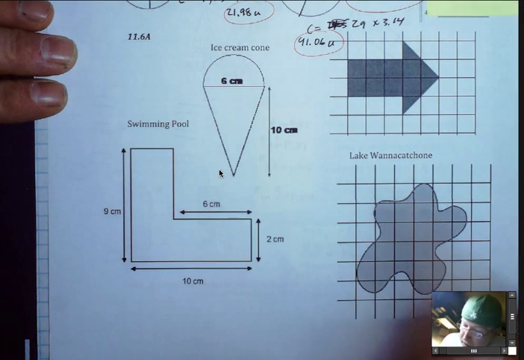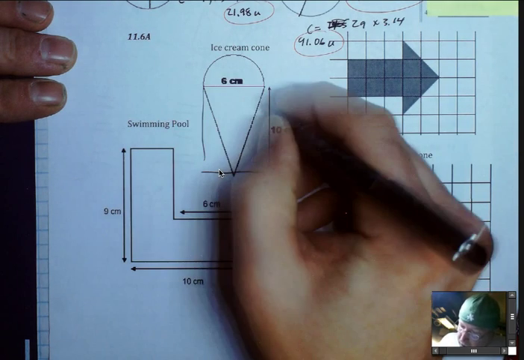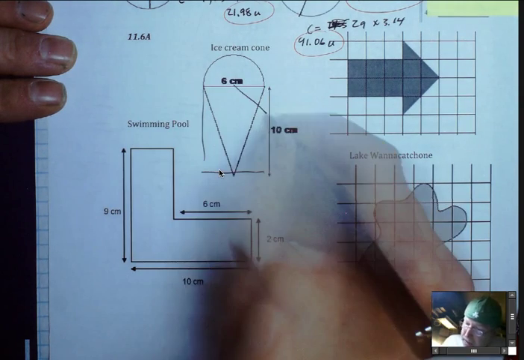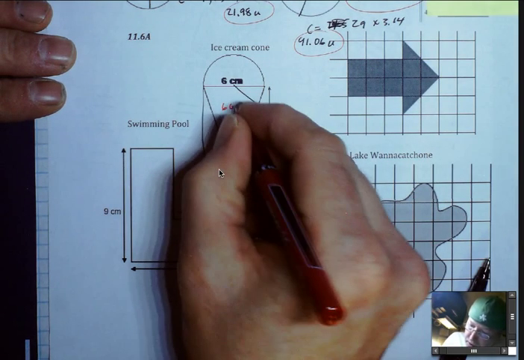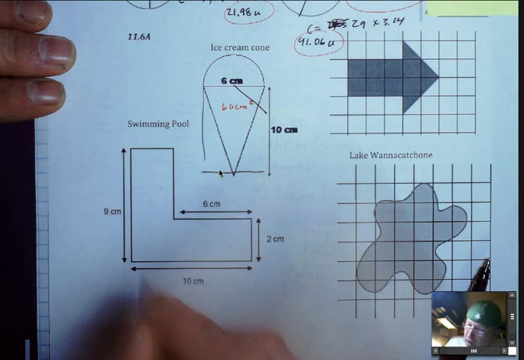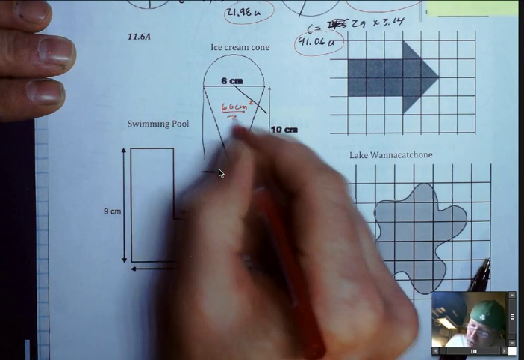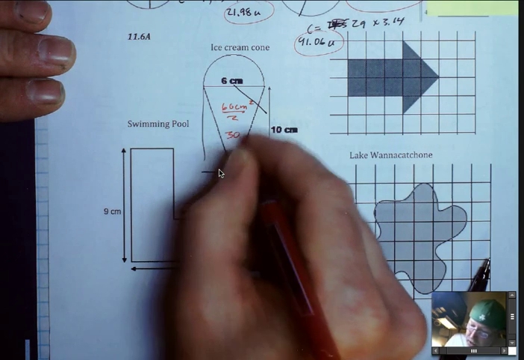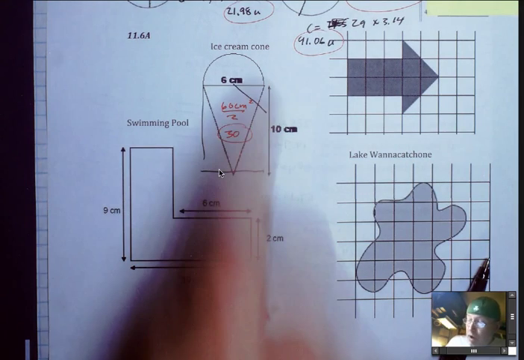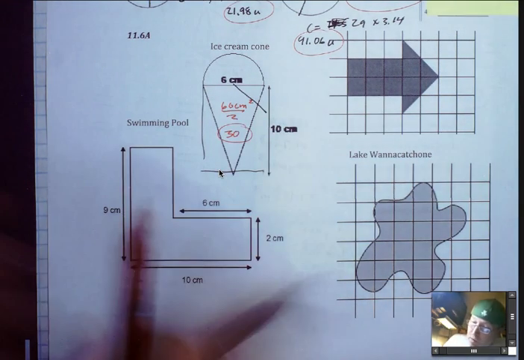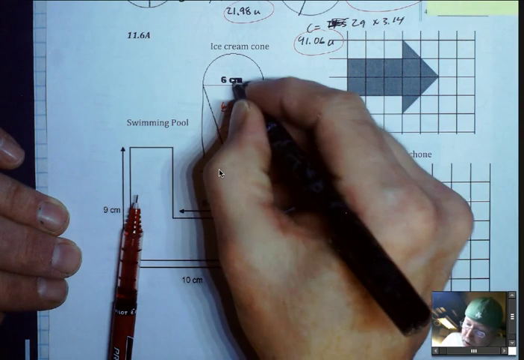Well, this guy here, if I find the bottom of this triangle, this area here would be 10 times 6. So this area here would be 60 centimeters squared, but the triangle is only half of that, so you have to divide it by 2, which gives you 30 centimeters. Okay, don't forget to divide by 2. We're going to have the same problem up here. So we have to find the area of this circle.